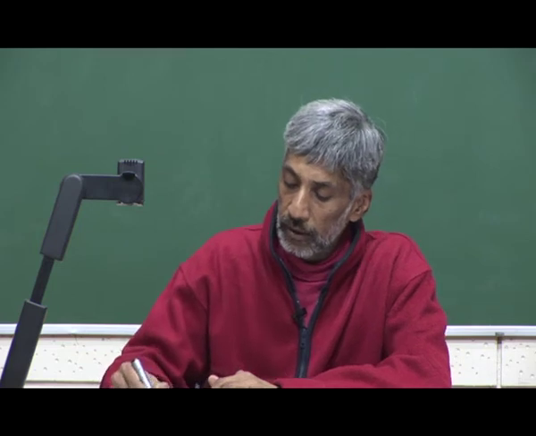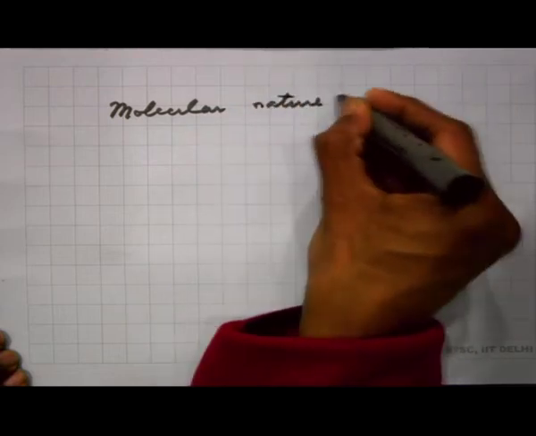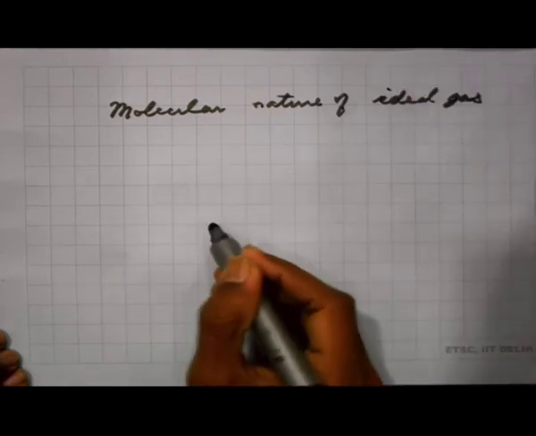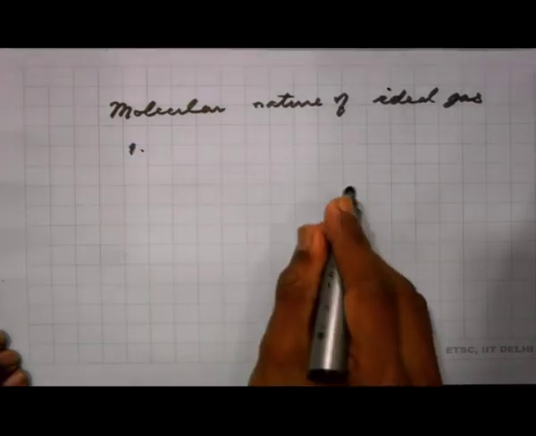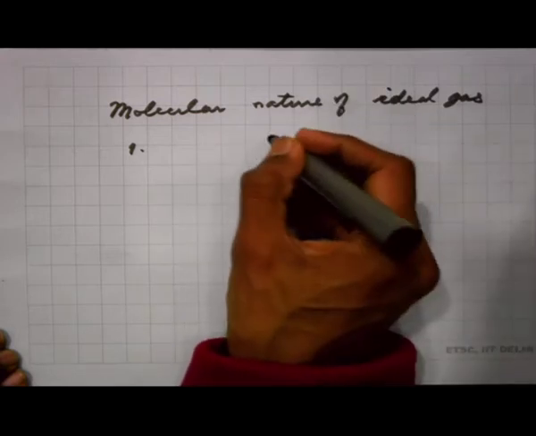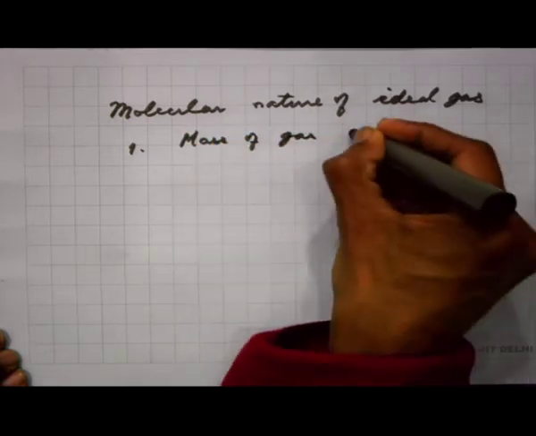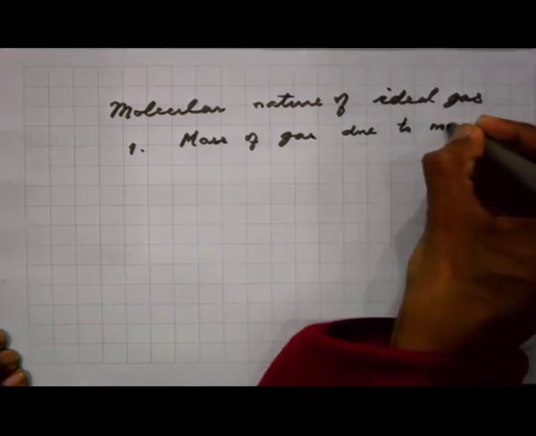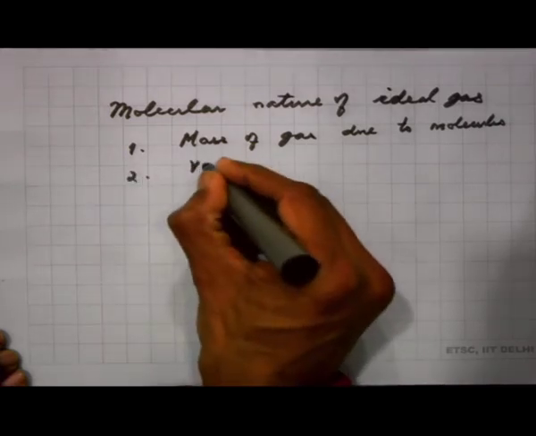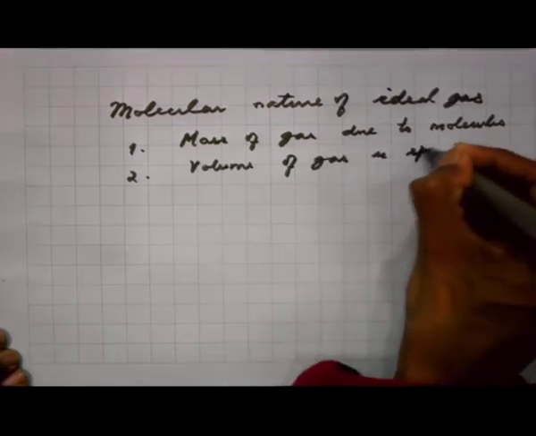And what is this model that we have, this molecular nature of the ideal gas? And what are the ingredients of this molecular model of an ideal gas? All of it, when I write it down, you will notice comes directly from the kinetic theory of gases. So, this model, for the ideal gases, we know that the mass of gases is due to molecules. The volume of a gas is the space between molecules.